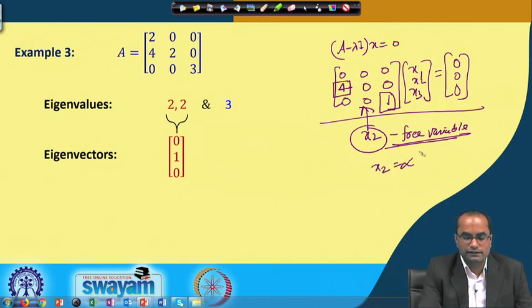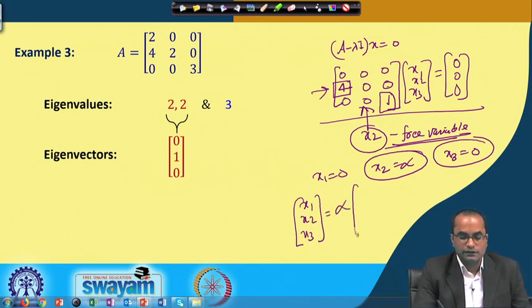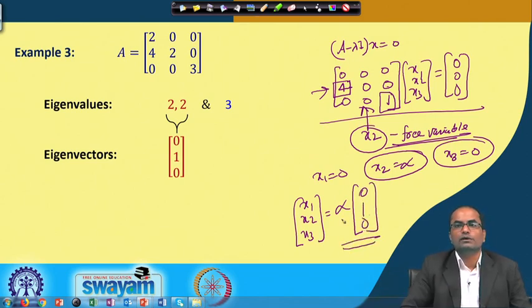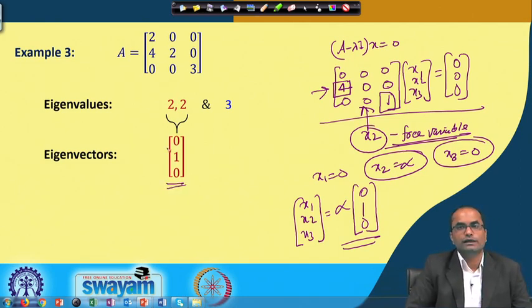So, let us take this alpha, and then directly from these equations we observe that x 1 is 0 from the second equation, and from the third equation we observe that x 3 is equal to 0. So, the eigenvectors x 1, x 2, x 3 in this case, corresponding to this repeated eigenvalue, come out to be 0 1 0 and any multiple of this 0 1 0. Here we have taken just alpha 1.